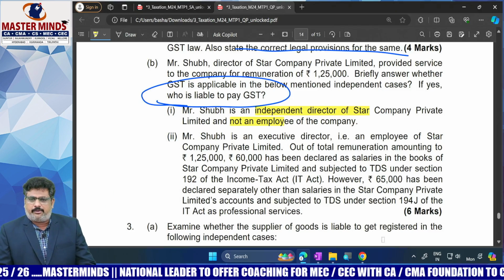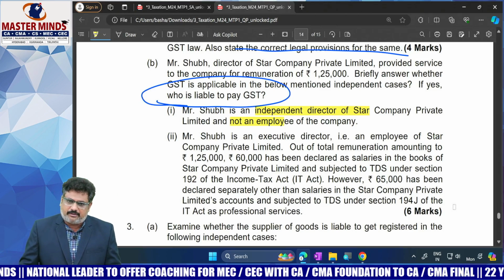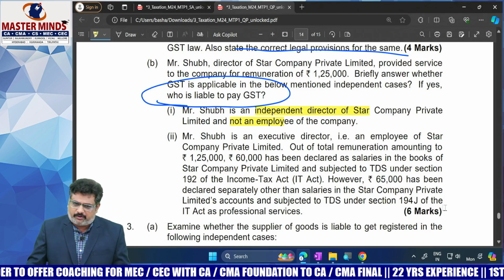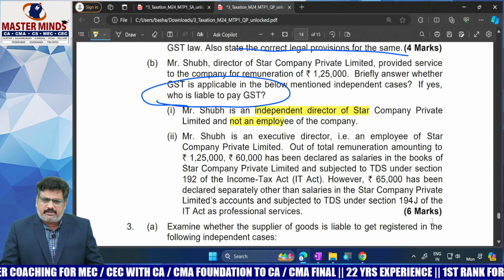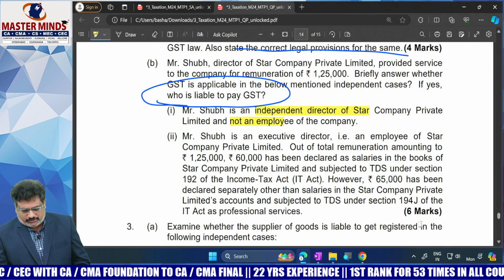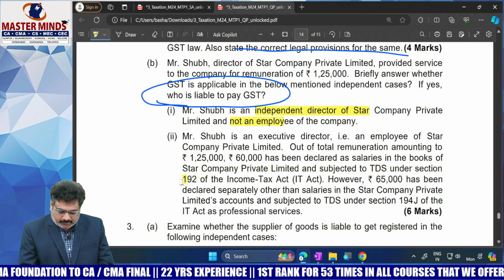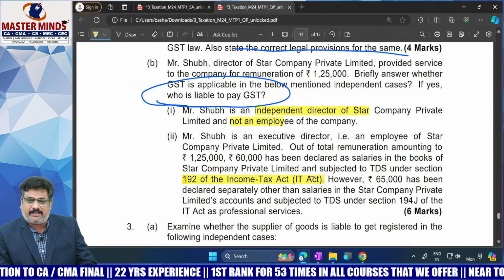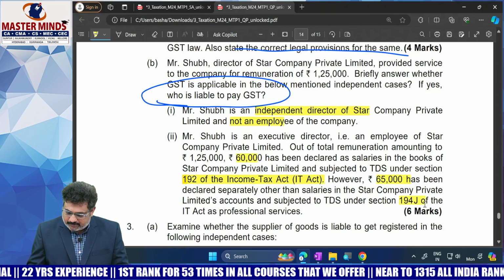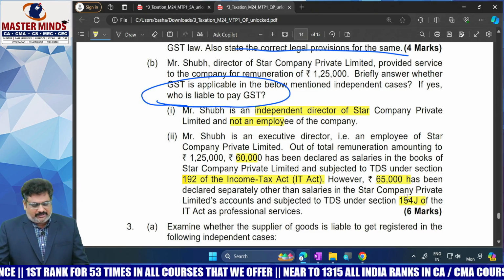Out of the total remuneration amounting to 1,25,000, 60,000 has been declared as salaries in the books of Star Company Private Limited and subjected to TDS under section 192 of the Income Tax Act. However, 65,000 has been declared separately other than salary and subject to TDS under section 194J. This point also we focused on many times. If TDS is going to be deducted as per 192, then it comes under salaries, no GST. Therefore, on the 60,000, no GST. On the 65,000, 194J, definitely GST is applicable under RCM. Straightforward question.